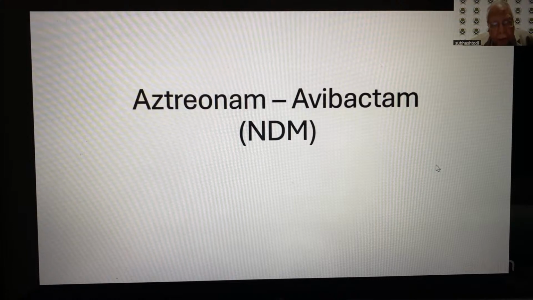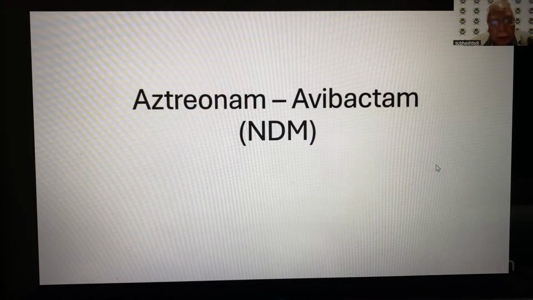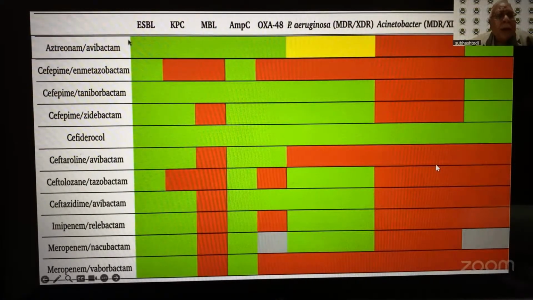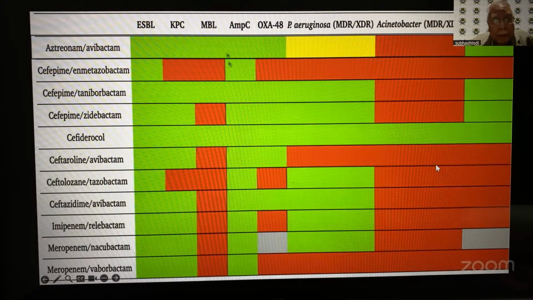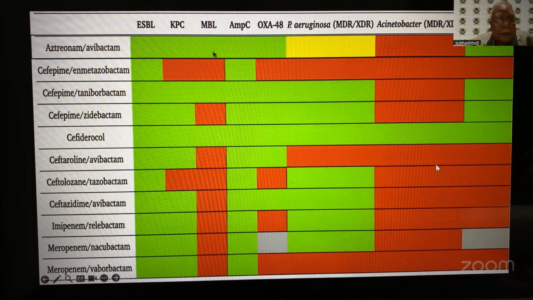Aztreonam-Avibactam is available, though the prices are high, but eventually this would come down. This is a good drug against NDM, because it has Aztreonam, which works against NDM, and Avibactam, which will prevent hydrolysis of Aztreonam. It doesn't work against Acinetobacter. It's a good MBL, it's a good OXA-48, it's a good ESBL drug.